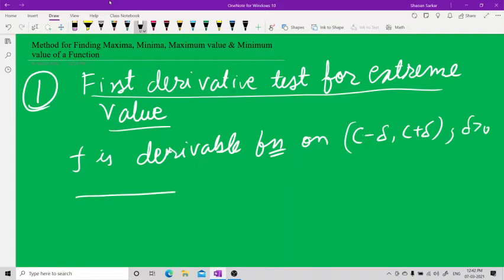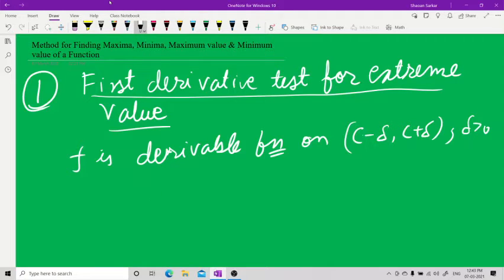That means if you have this point C here, this little portion, this much is delta, then this point is C plus delta, and this is C minus delta. मतलब इस इंटरवल के अंदर थोड़ा सा राइट पे जाओ, थोड़ा सा लेफ्ट पे जाओ, so this will become C plus delta and C minus delta, right? Where f is a derivable function in this. So let me rub this now.